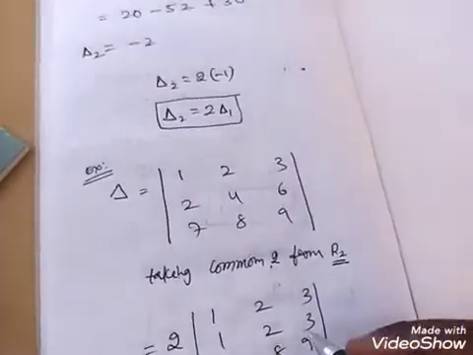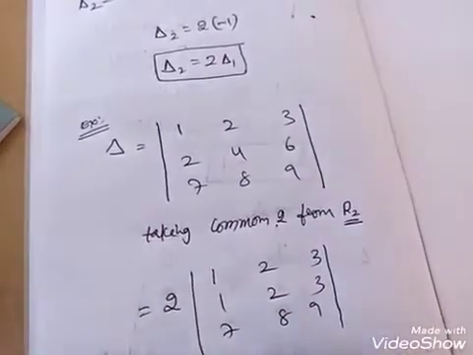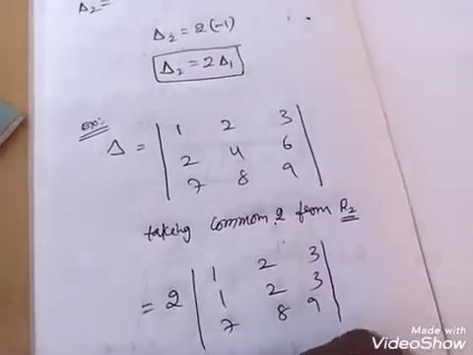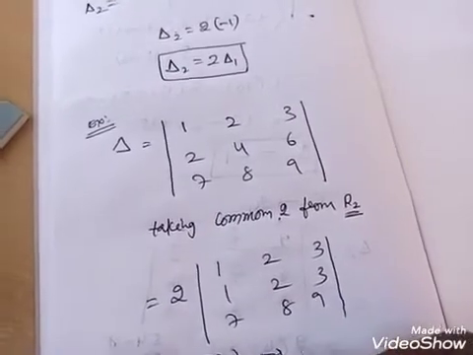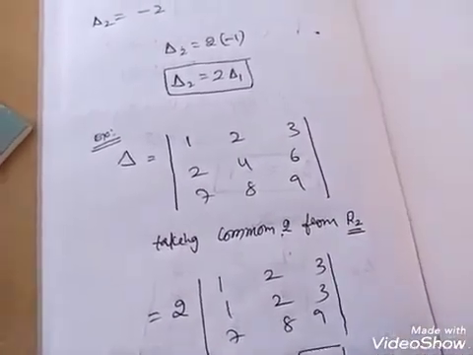Now we have applied property 3. What is property 3? If any two rows or columns are identical, then the determinant is 0. Therefore 2 into 0, which implies delta is equal to 0. Usually we use this property in this way.